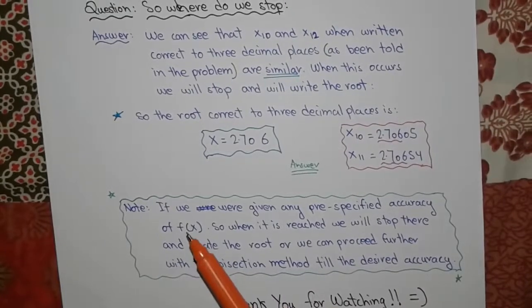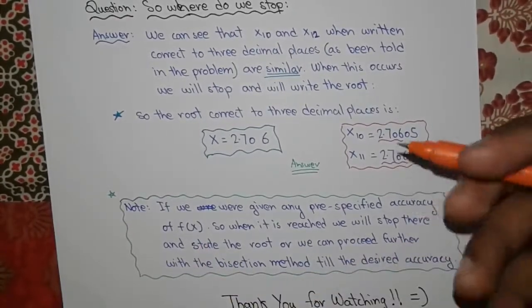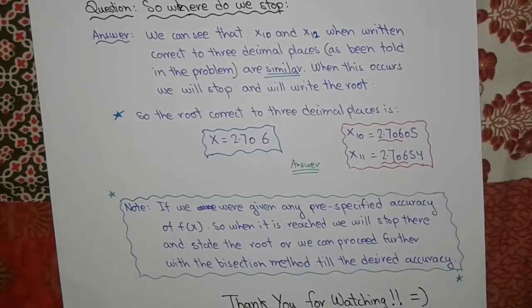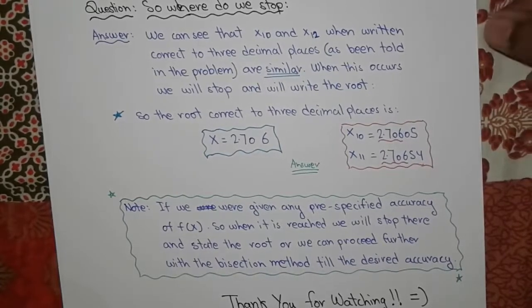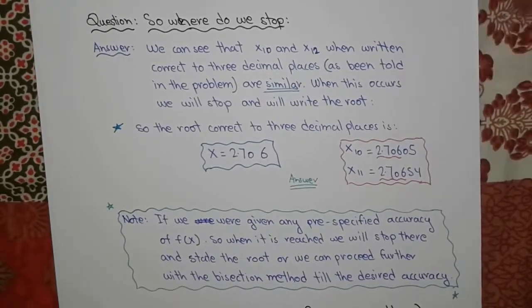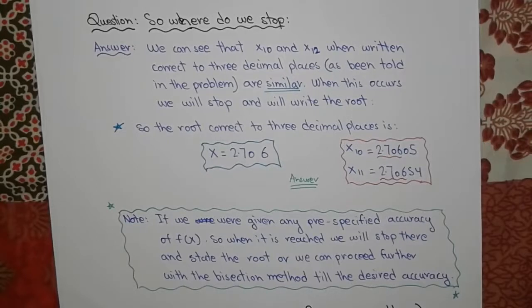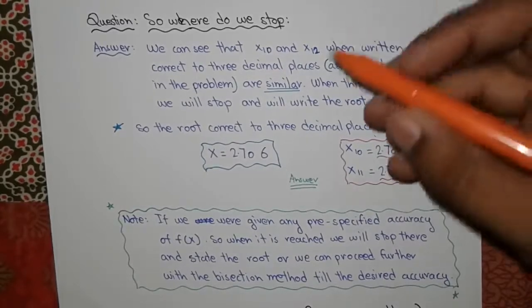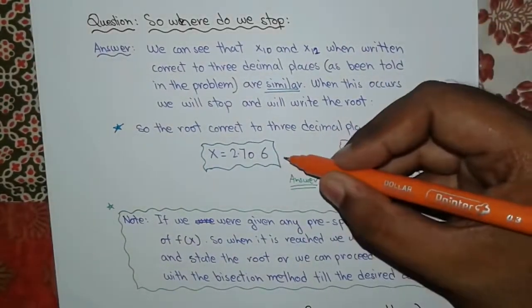A note here is that if we were given any pre-specified accuracy of f of x, say 10 to the power minus 3, or 10 to the power minus 4, then when it is reached, we will stop there and state the root, or we can proceed further with the bisection method till the desired accuracy is achieved. So we can write the value of the root when the desired accuracy is reached. So for this problem, our root is 2.706.